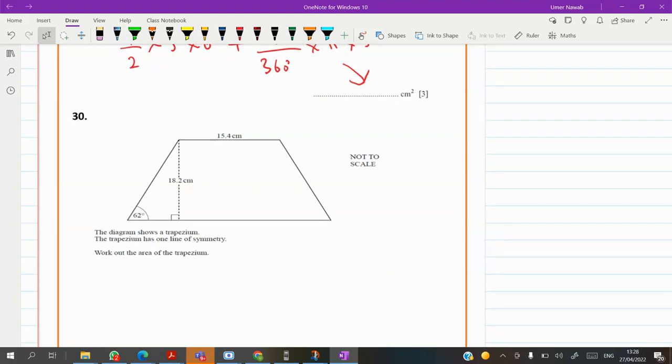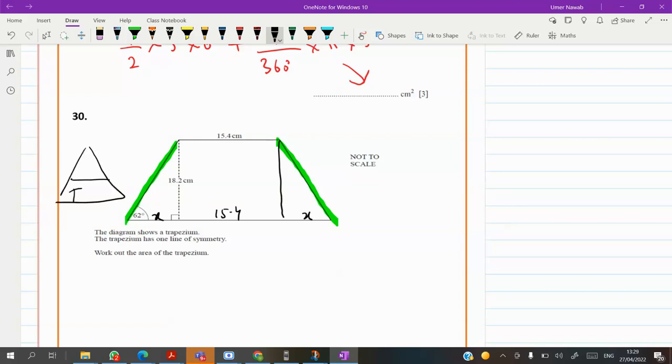Area of a trapezium. We don't know this side. This type of trapezium is called an isosceles trapezium because these two sides are equal. Since he said it is symmetrical, it has only one line of symmetry, which I have shown here. So what is the best thing? This is 15.4, this is x, and this is x. I need to get x by using trigonometric ratios. So I want to use tan.